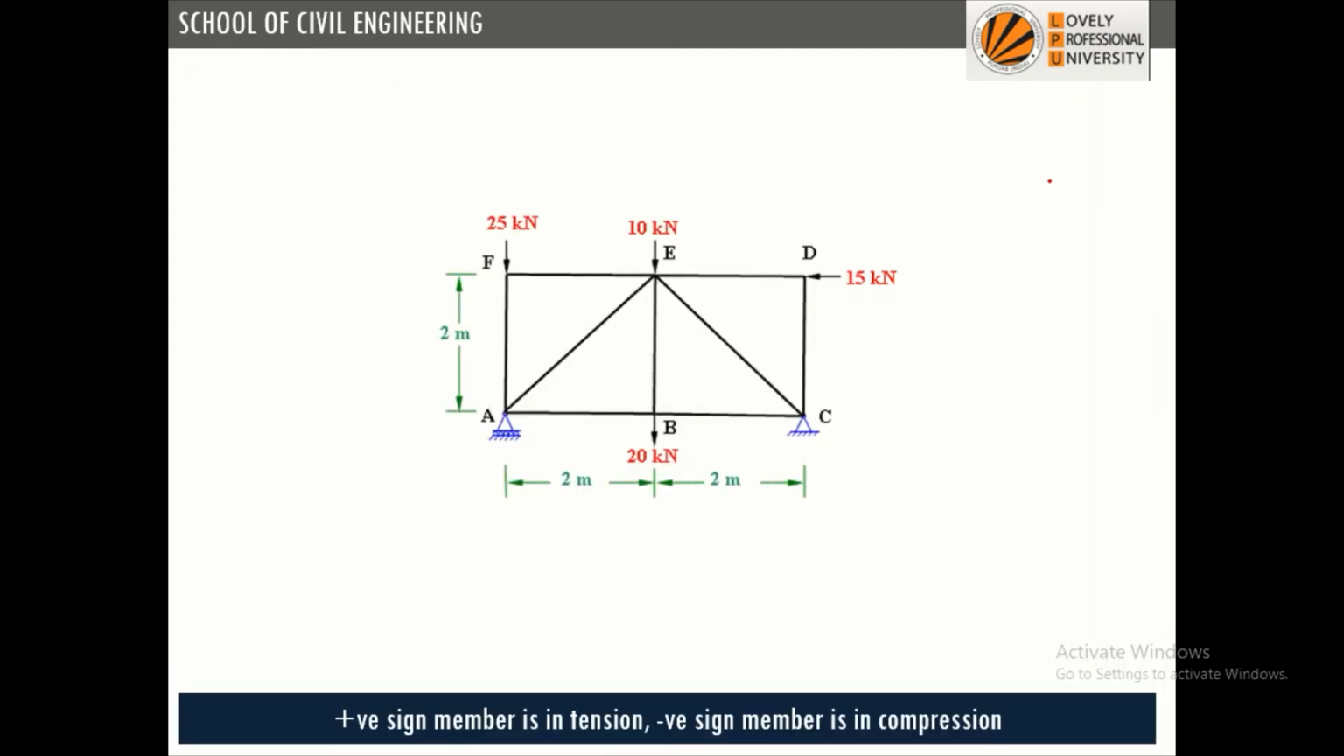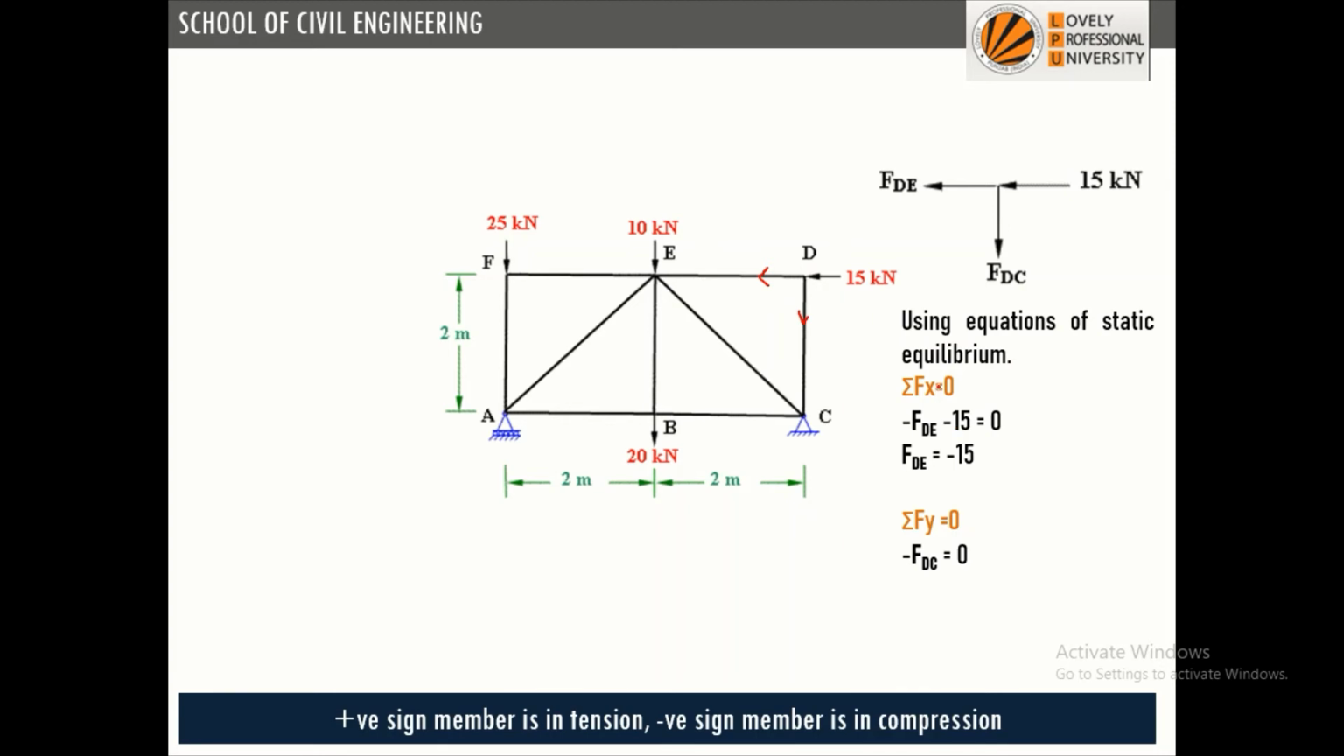So this is our system, and this is the force diagram for joint D. There are 3 forces: FDE, the force in member DE, and FDC, and this 15 kilonewton load. So we put our equations of equilibrium.